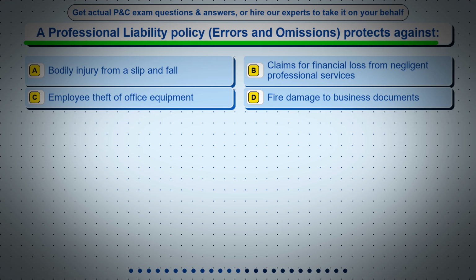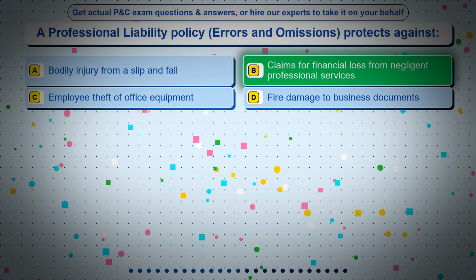Question 13. A professional liability policy, errors and omissions, protects against: Option A, bodily injury from a slip and fall. Option B, claims for financial loss from negligent professional services. Option C, employee theft of office equipment. Option D, fire damage to business documents. The correct answer is option B, claims for financial loss from negligent professional services.